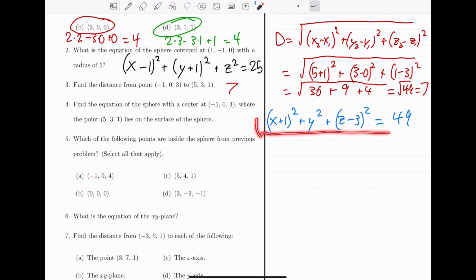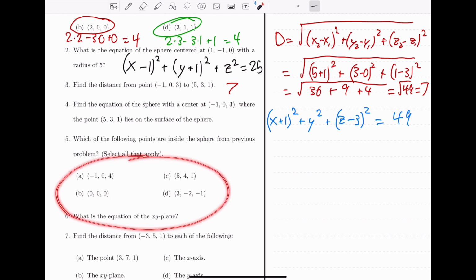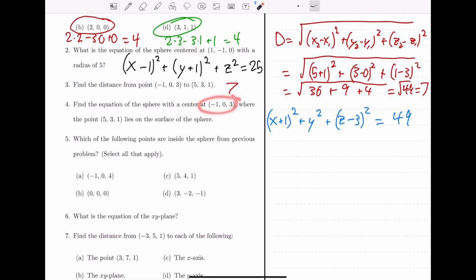Well, the sphere consists of all the points that are a distance of 7 away from the point -1, 0, 3. We have the shell of the sphere. That's a distance of 7 everywhere from -1, 0, 3. So for these points to be in the interior of the sphere, they have to be a distance of less than 7 from the center, from the point -1, 0, 3. So as we solve this problem, we're trying to figure out if the distance from each of these points to the center of the sphere is less than 7. Let's write that down. For the points to be on the interior of the sphere, we need the distance from the point -1, 0, 3 to be less than 7.